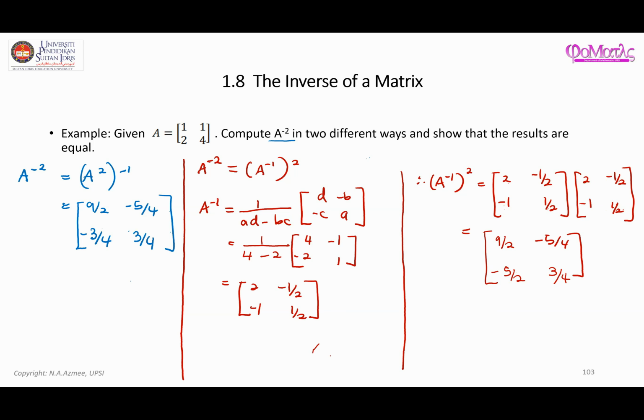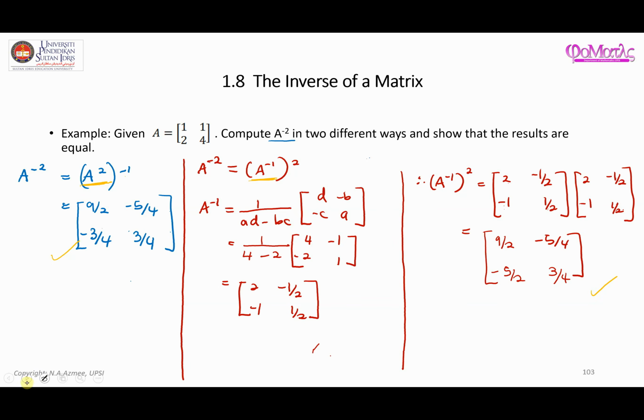And as you can see, the result here is the same as what we have already obtained here using a different approach. So again, for this one here, we consider multiplying the matrix by itself and then finding the inverse. But for this one, we start off with finding the inverse and then multiply the result by itself.